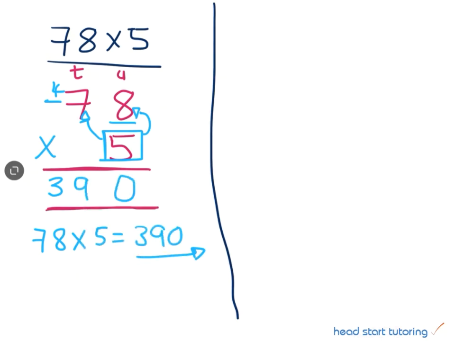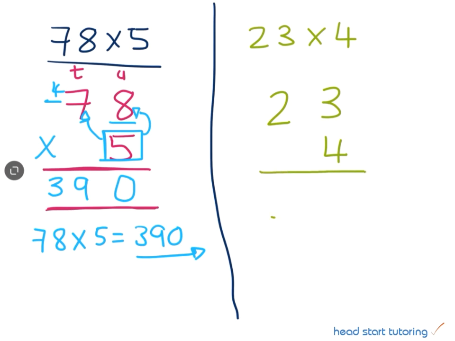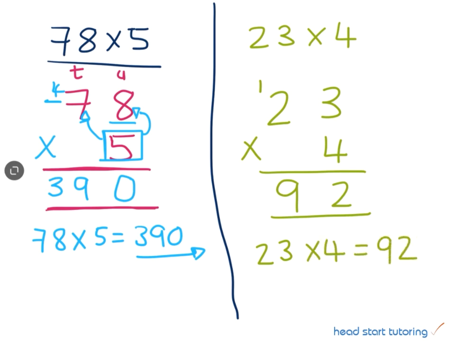If we have a look at another example, let's do 23 times 4. Again, we need to very clearly set out our digits and make sure that the place values are lined up. And then we multiply our 4 by 3, and 4 by 3 is 12. So I put my 2 down there and I carry my 1 over. 4 multiplied by 2 is equal to 8. So 8 plus 1 is 9, and my answer is 92. So 23 times 4 is equal to 92.